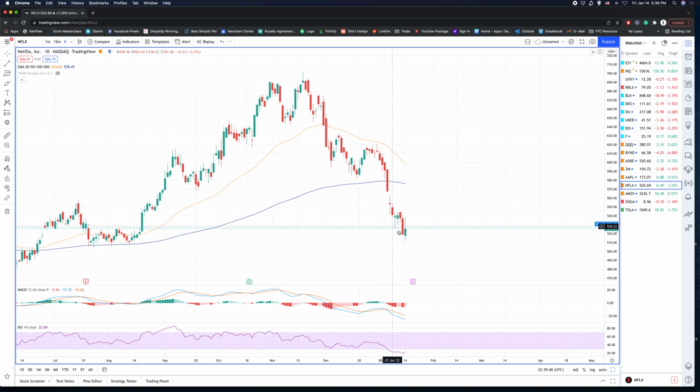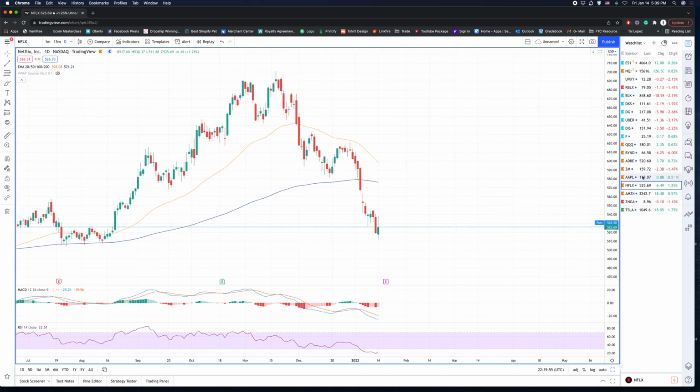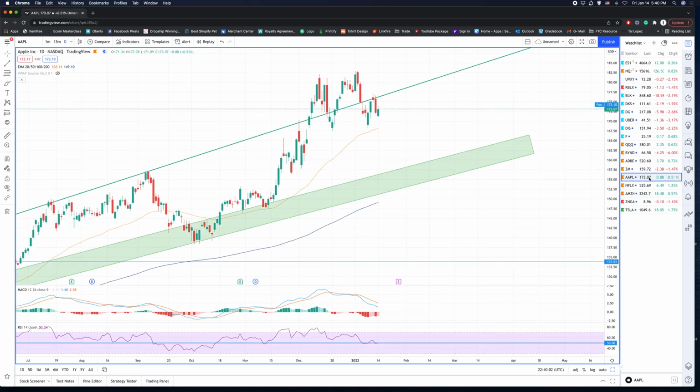Right now it's way down here below the 200 EMA. Usually when it's below the 200 EMA, it's a good, good time to maybe think about buying some shares. You're going to have to hold it for some time, but it's most definitely worth it. Let's see what else we have.